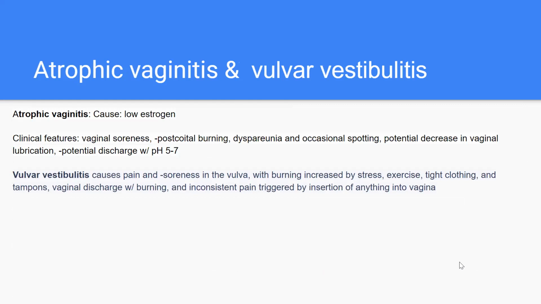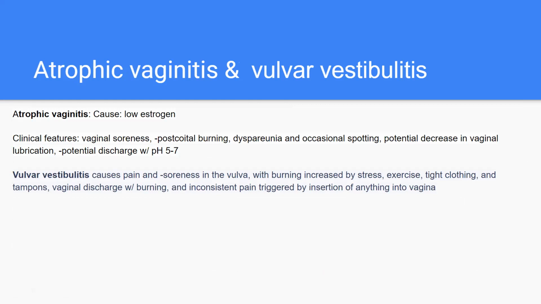Atrophic vaginitis and vulvar vestibulitis. You'll see these in board exams. Atrophic vaginitis is because of the lack of estrogen. The patients have dyspareunia, occasional bleeding, and a pH of 5 to 7.